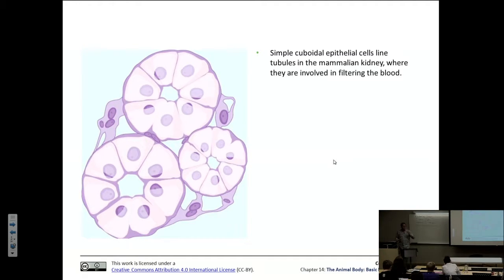They are also functioning to make the glands of the body. We'll talk a little bit about those now. Epithelial cells make up glandular tissue.